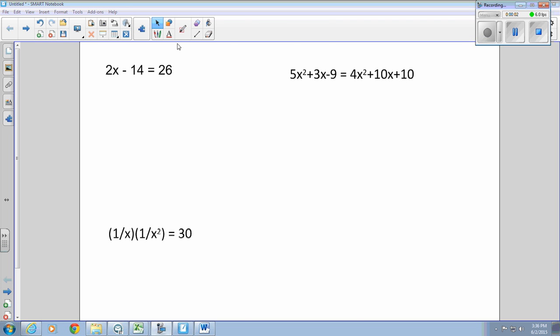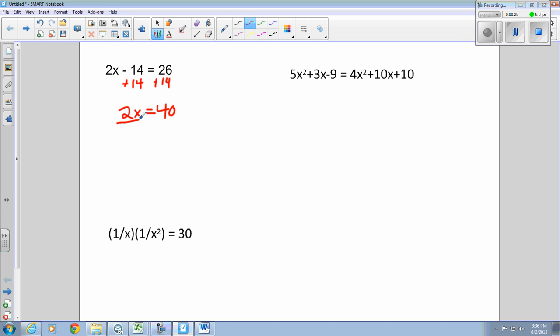Alright, we're going to do some simple algebra review where we solve for x. First problem's pretty basic, where we have 2x minus 14 equals 26. We're going to add 14 to both sides. When we add 14 to both sides, we're left with 2x equals 40. Then we're going to isolate x by dividing both sides by 2.